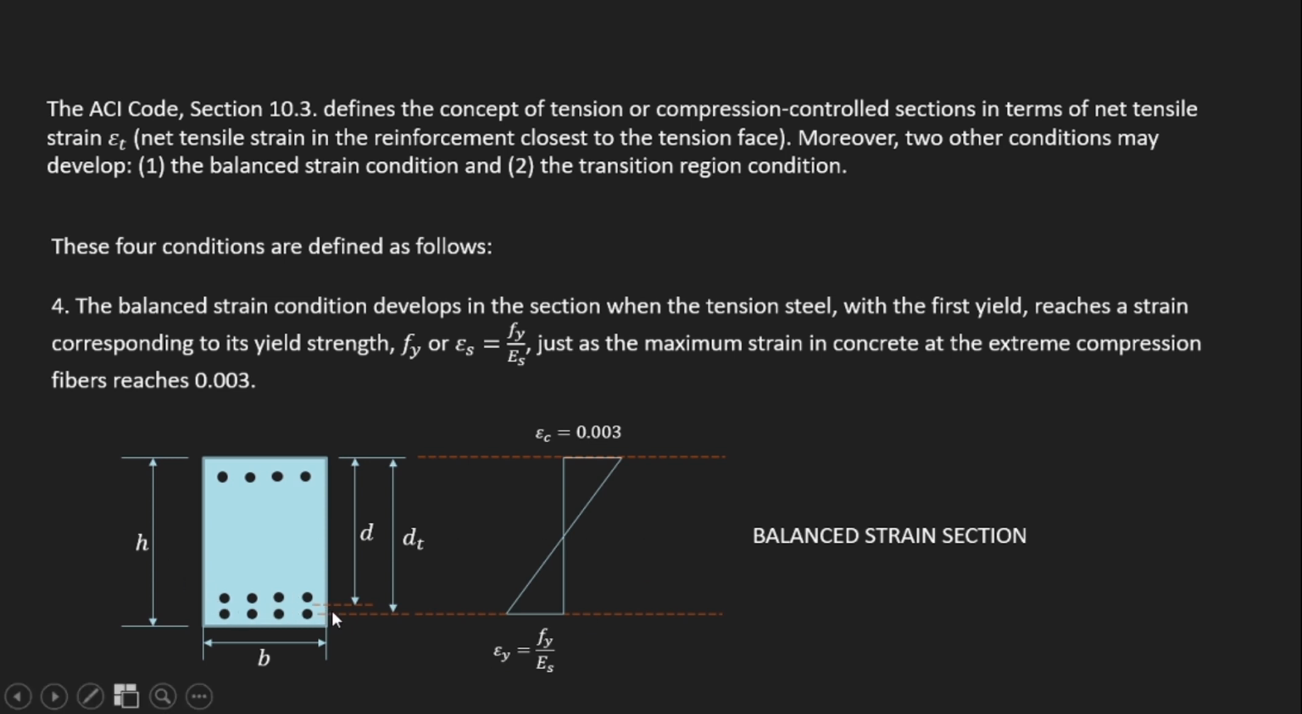So dapat kukunin natin yung dt, then dyan na natin makukuha yung net tensile strain. Tapos i-check natin if that is equal to Fy over Es. That is balance condition, and at the same time naabot yung 0.003.